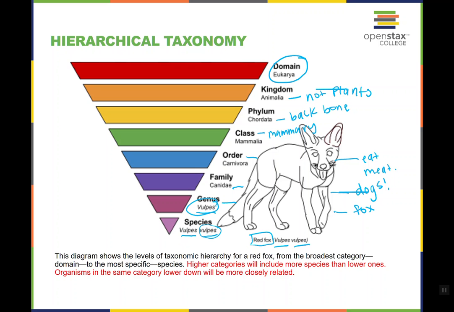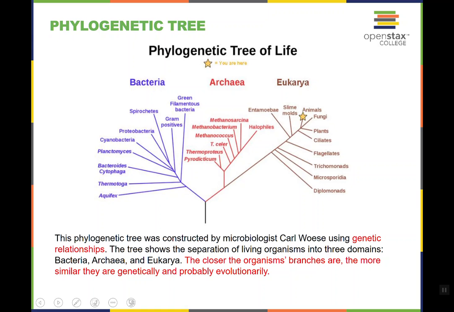Come on there. There we go. Okay, so here's an example of a phylogenetic tree of life. So we just showed you a fox. So here we have this line represents some common ancestor.